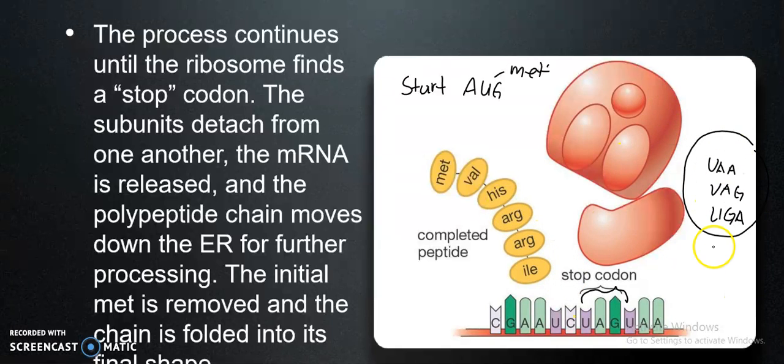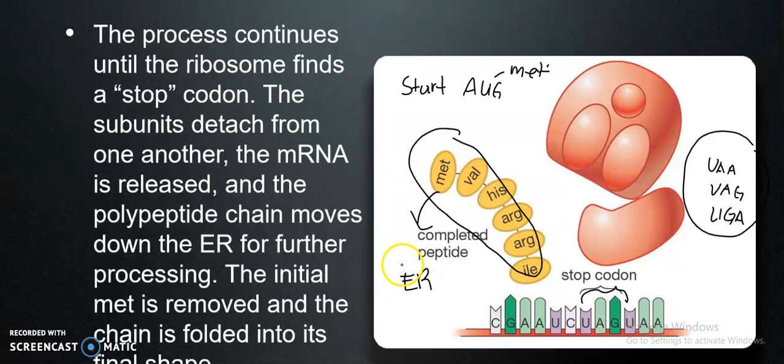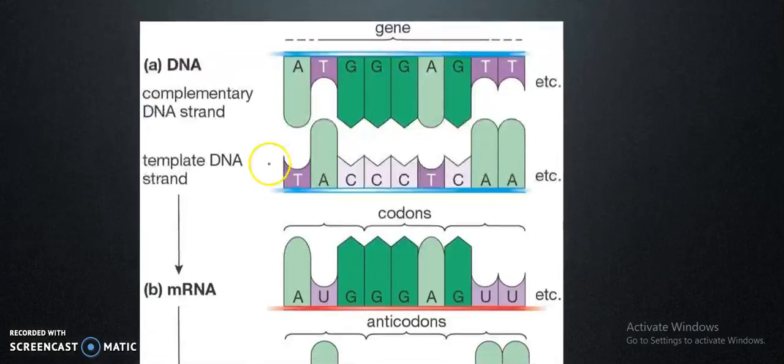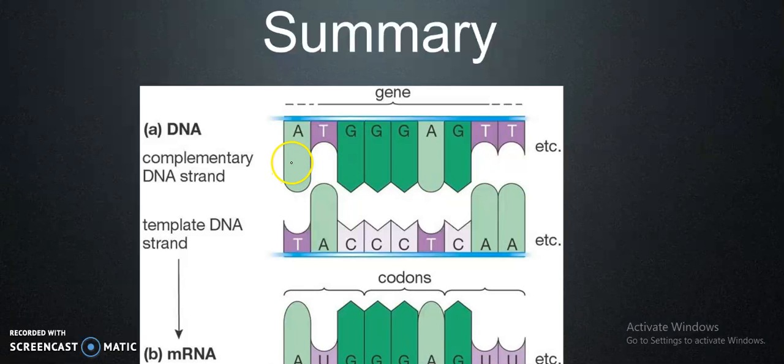And then what will happen to these final amino acids is, they will go and move down to the ER, endoplasmic reticulum, for further processing. Remember, these chains of amino acids will be undergoing a process called folding, or protein folding. The initial met is removed and the chain is folded into its final shape. So in the ER the met will be removed and then the remaining will undergo folding. Proteins are being folded in order to make different kinds of structure.